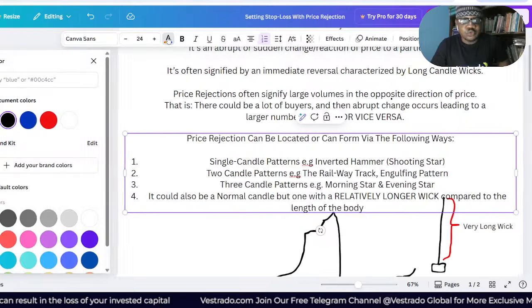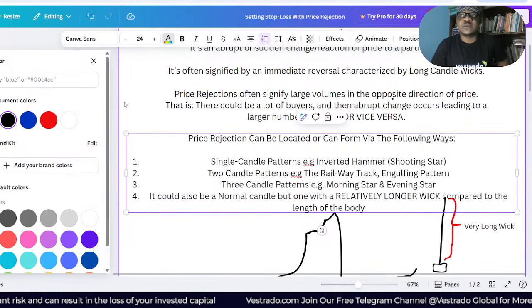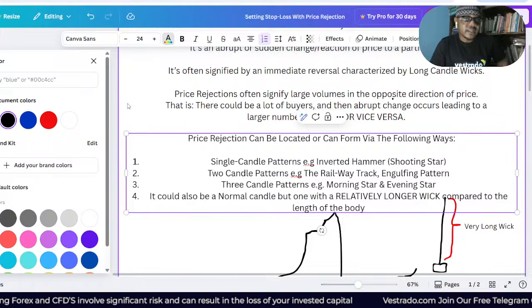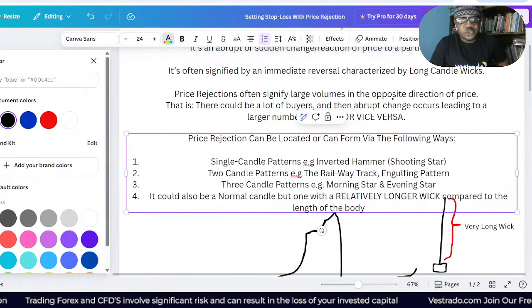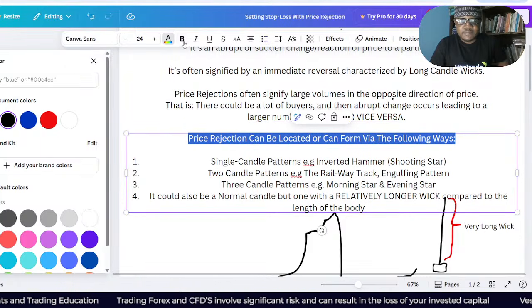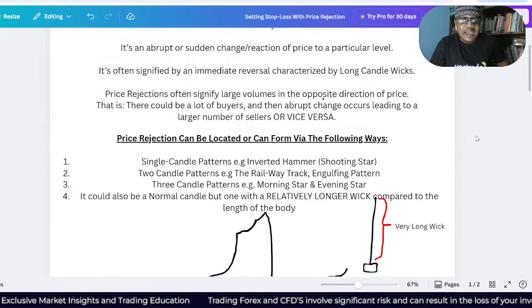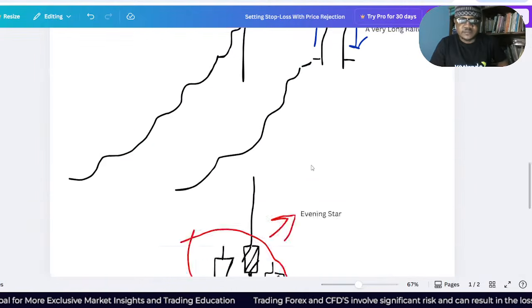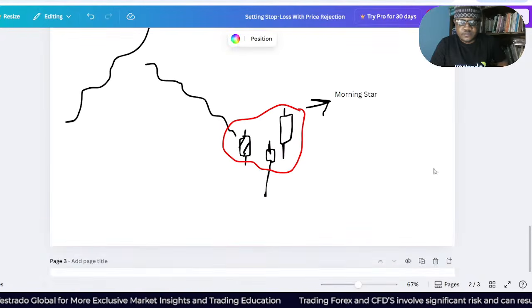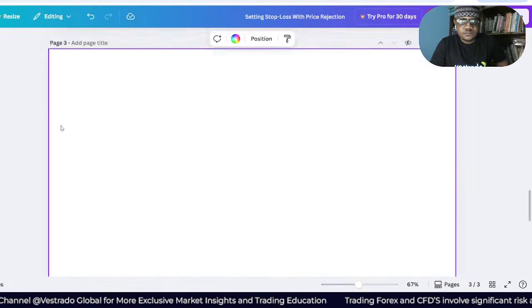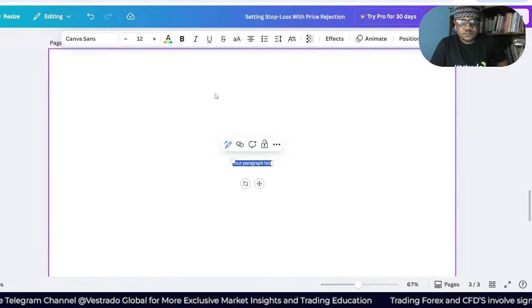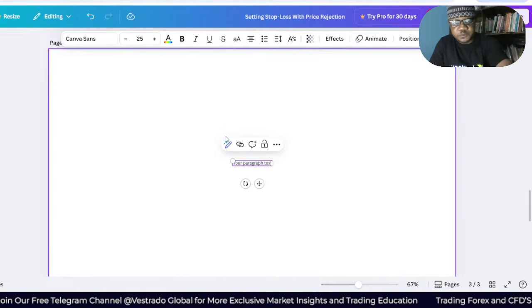Now, the yardstick to use. For example, I like to see a wick that's at least 10 to 15 times the length of the body, right? Some traders want to see a wick that's 20 times the length of the body. Your choice. Okay, the longer the wick, the higher the probability of a reversal. Let's put that right there.